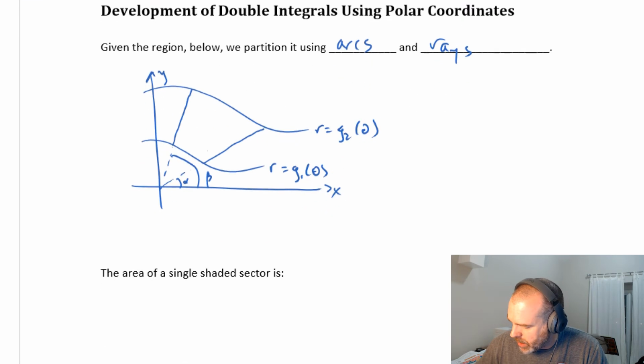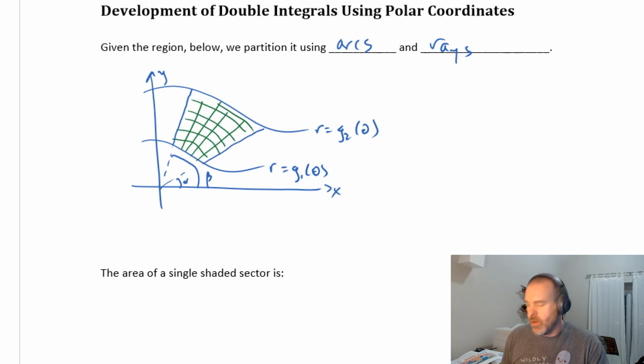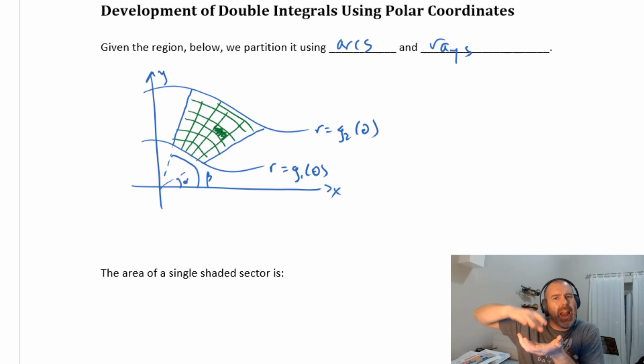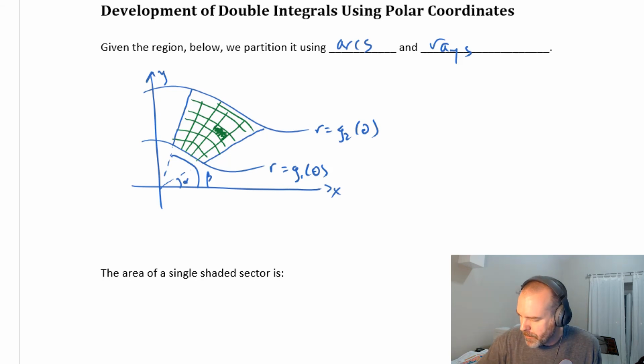What would be a good color here? How about green? So we have different rays coming out, and then we have different arcs coming out from that, which will be like parallel circles. And if we pick one particular one here, we want to look at what that area of the base would be, and how that would relate to the volume that gets projected above it.